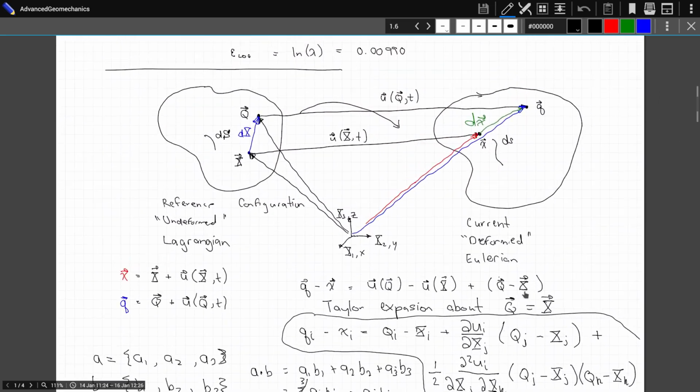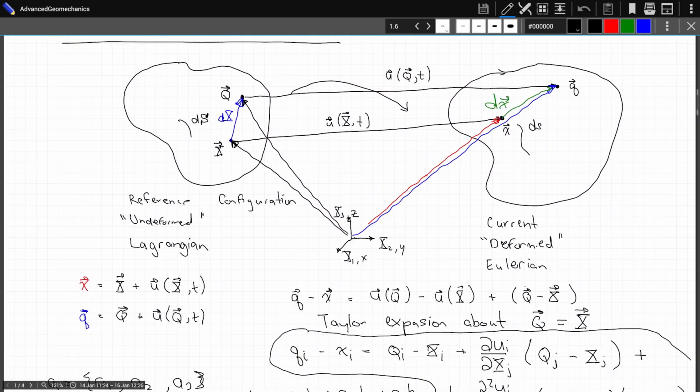All right, let's just start by reminding ourselves what we did last time. Because it's a lot of math, and a lot of manipulations, but none of it's really hard, right? If you just think about what we did, it's really not that hard. We defined a reference and a current configuration, and then we drew a bunch of vectors on there, right?